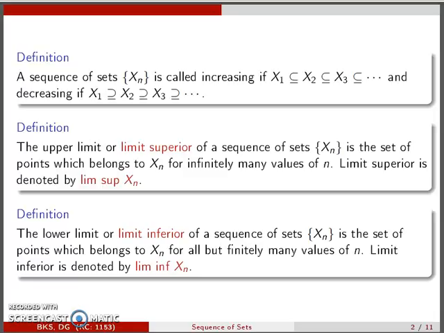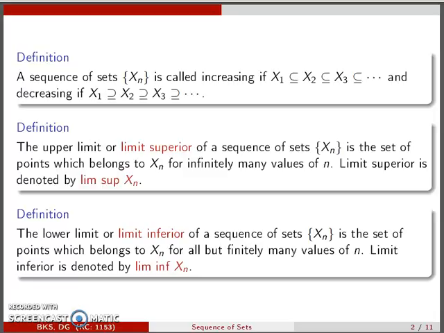Now the definitions: limit superior and limit inferior. Please reread. The upper limit or limit superior of a sequence of sets xn is the set of points which belong to xn for infinitely many values of n. Limit superior is denoted by lim sup xn. And the lower limit or limit inferior of a sequence of sets xn is the set of points which belong to xn for all but finitely many values of n. Limit inferior is denoted by lim inf xn.